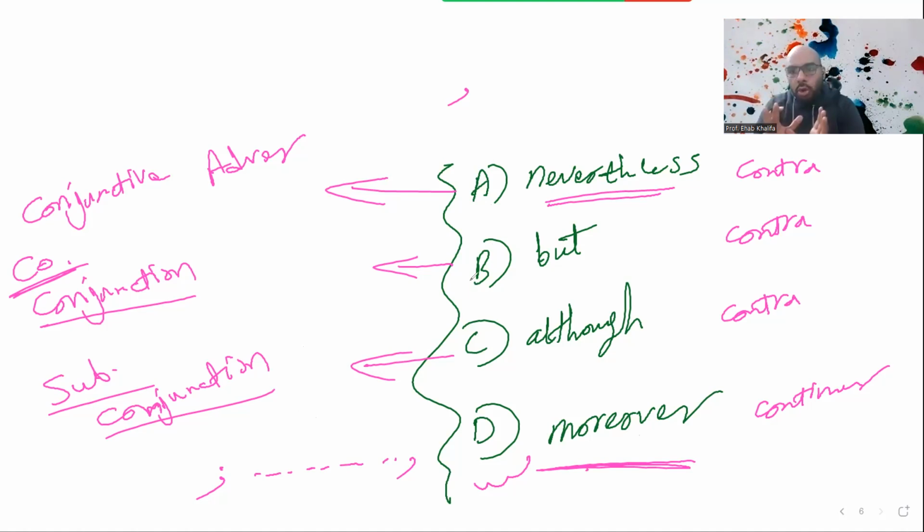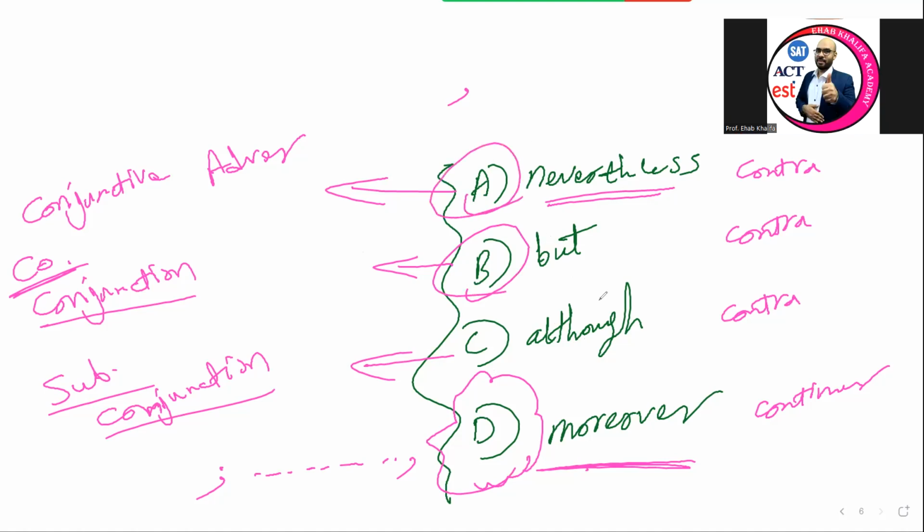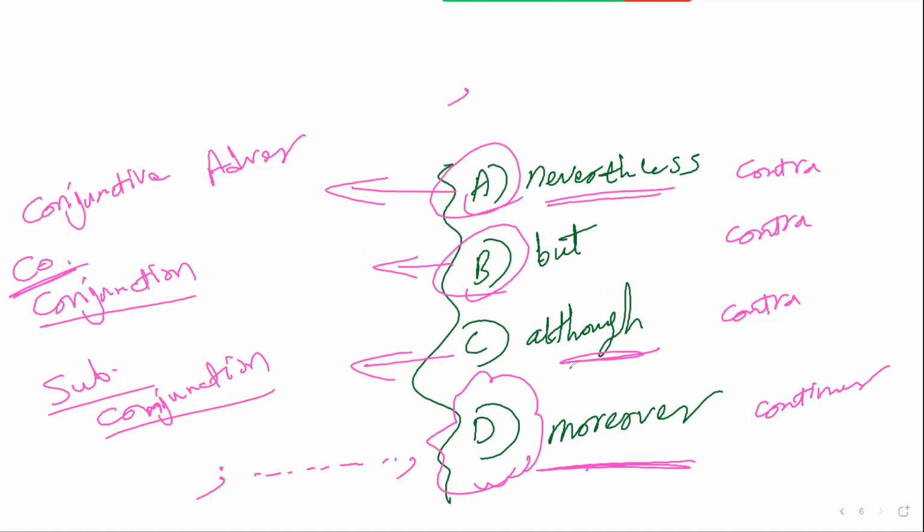So how can I decide, Mr. Ihab? First of all, you need to read what comes before and what comes after. If you find we need a continuer, you would choose answer choice D, because this is the only continuer. If we need a contradictor, you say, what do I need now? Do I need one of the fanboys? So I choose but. Do I need a conjunctive adverb? Then A, nevertheless. Do I need a subordinating conjunction? So I choose C. It depends on the grammatical pattern now.